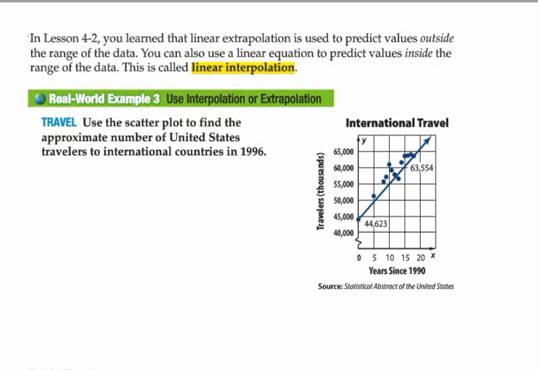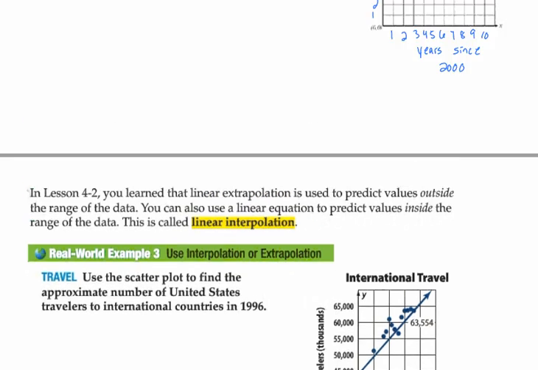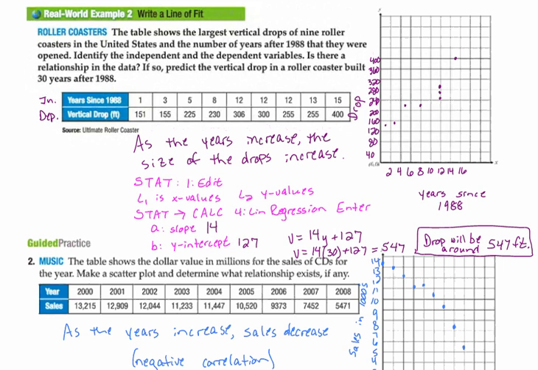Okay, in a lesson a while ago, we learned that linear extrapolation is used to predict values outside the range of data. And we dealt with this a little bit, but not too much. But same thing with linear interpolation. You can also use a linear equation to predict values inside the range of data. And actually, we did use linear extrapolation right here, because that 30 is outside our range of data. So this is linear extrapolation.